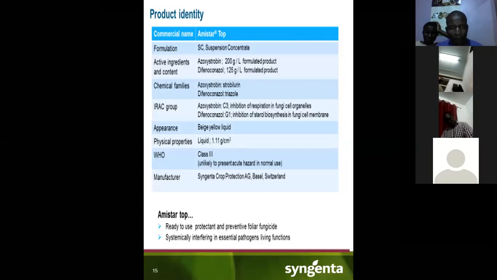Then we've got difenoconazole, which stops the growth of the fungus. So you will find that when you have the fungus, it will be just localized, and it will stop the fungus from developing to another stage. Okay.